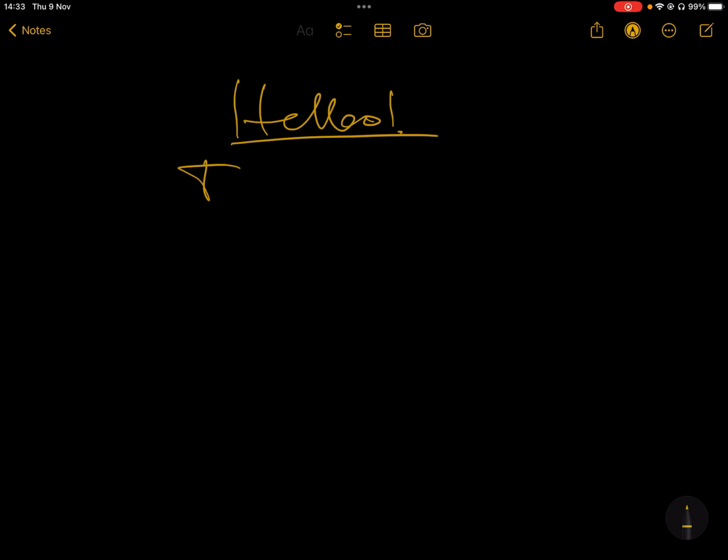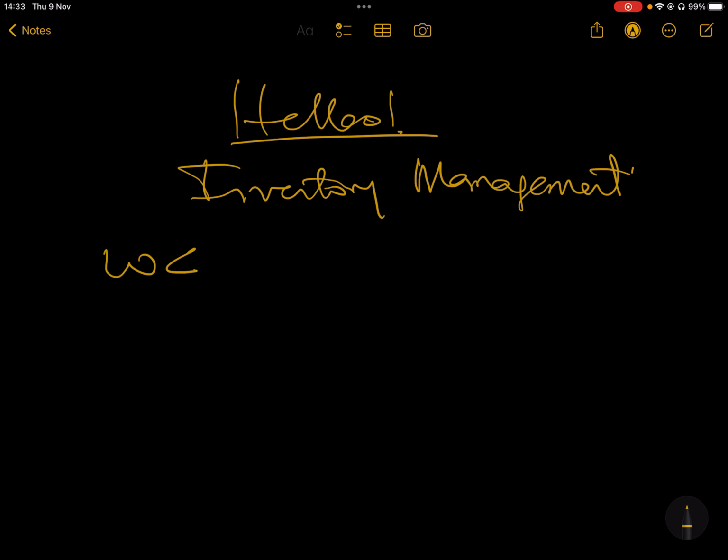Today we'll look at inventory management. So we're still looking at working capital management. Remember I said working capital here. We'll look at account receivable, we'll look at inventory, and we'll look at cash. Those are the three major components of working capital that we'll spend time on.